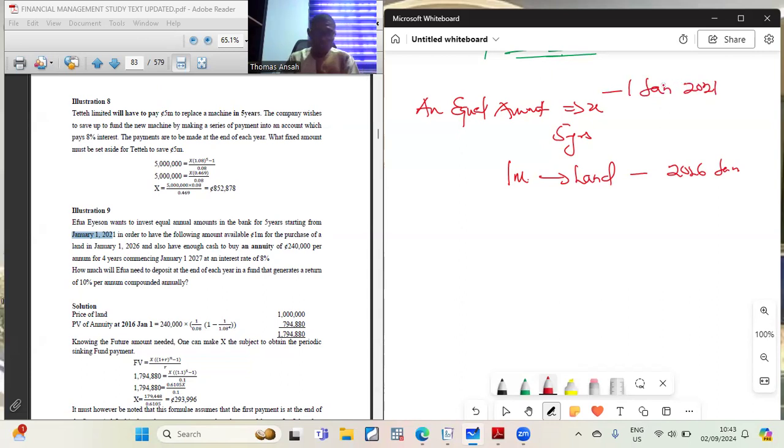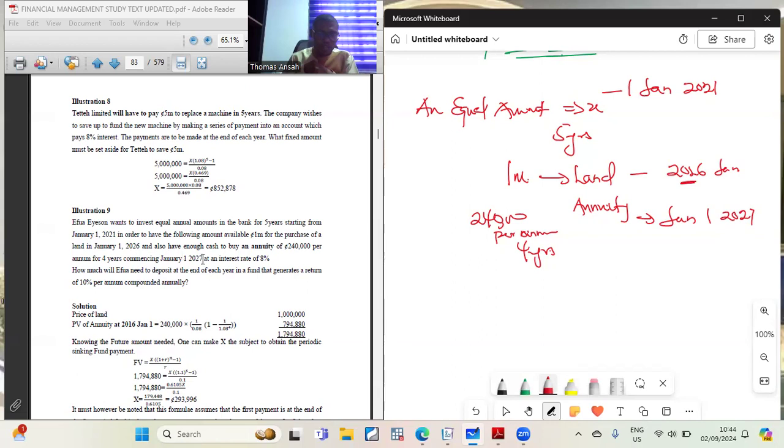That's 5 years. Not only that, she also wants to have enough money to buy an annuity, an investment package, of 240,000 per annum for 4 years, commencing from January 1, 2027, 1 year ahead of this. So that is the problem that we have to solve.